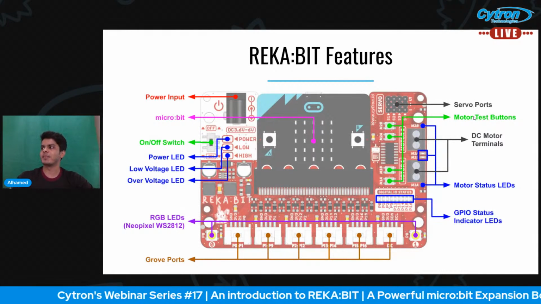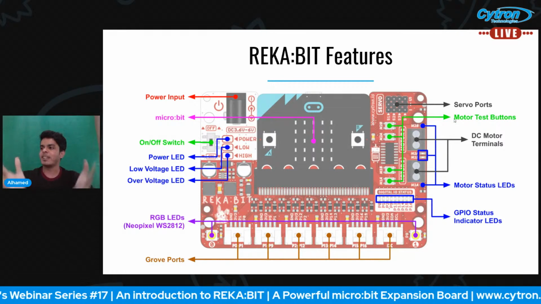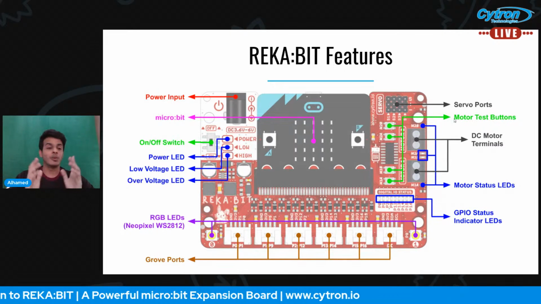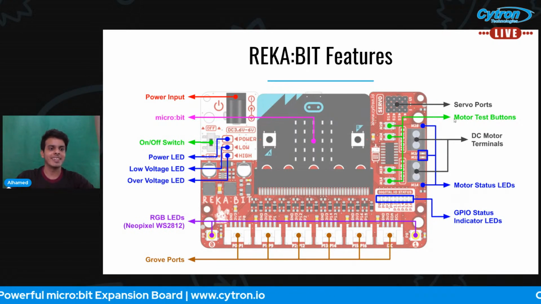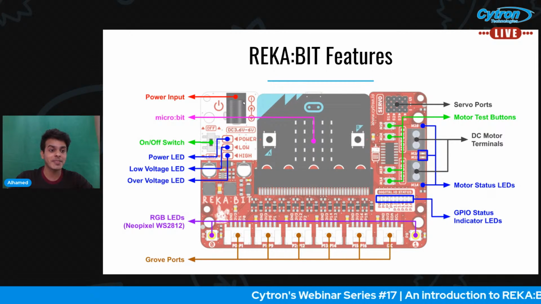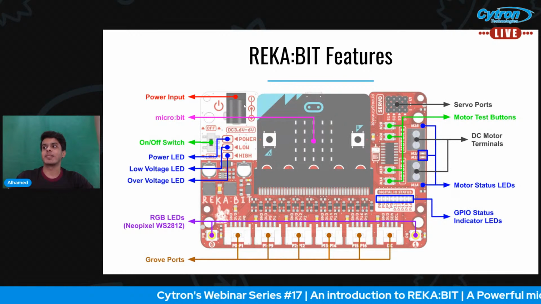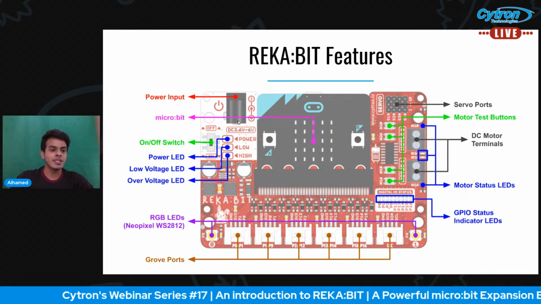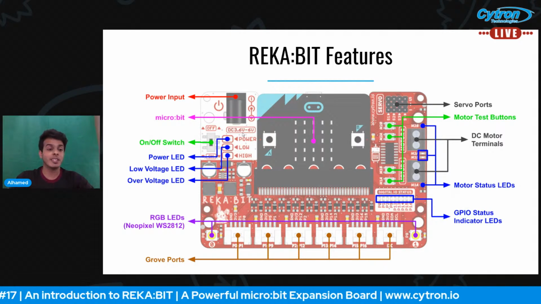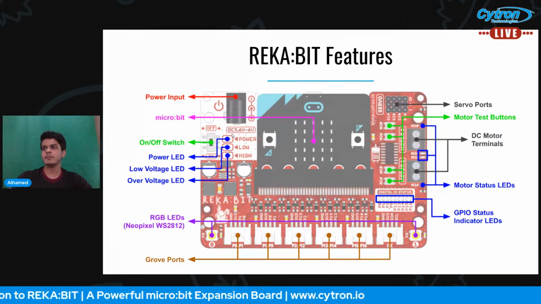Okay, there you go. As you can see, we have many things contained in this small board. I will go through it one by one, okay? I will start with the left corner side. We have a power input, okay? This can supply a voltage which can range from 3.6 volt to 6 volt maximum, okay?